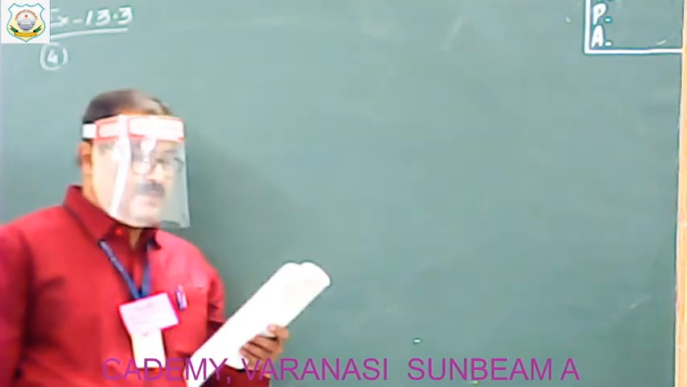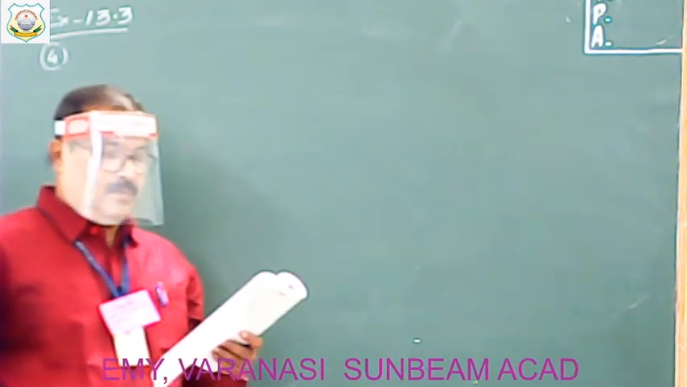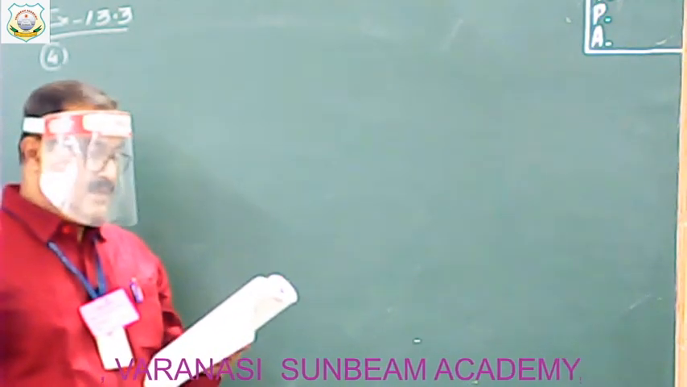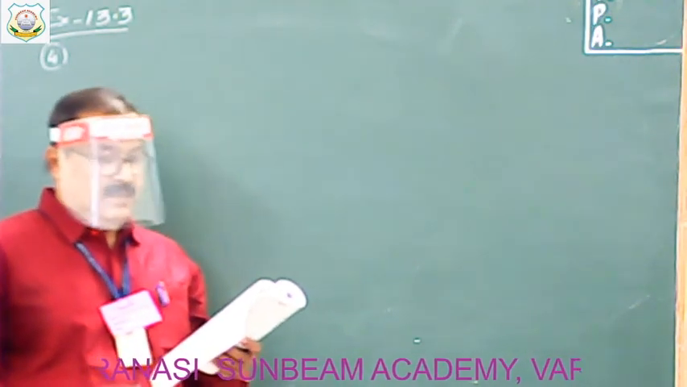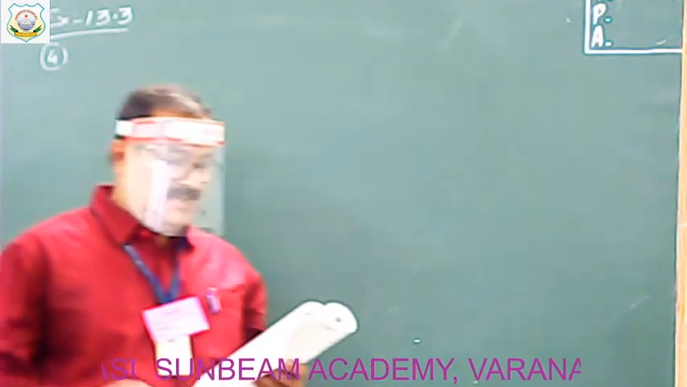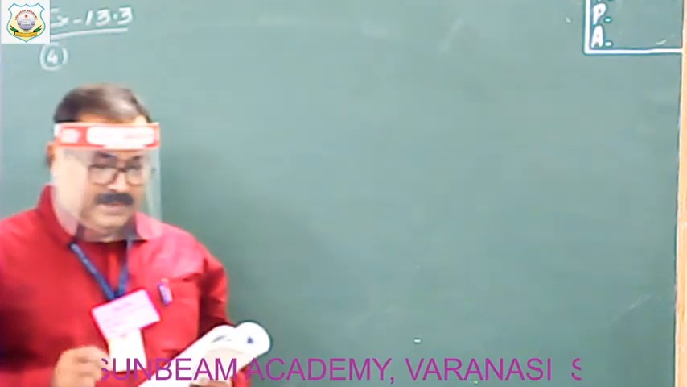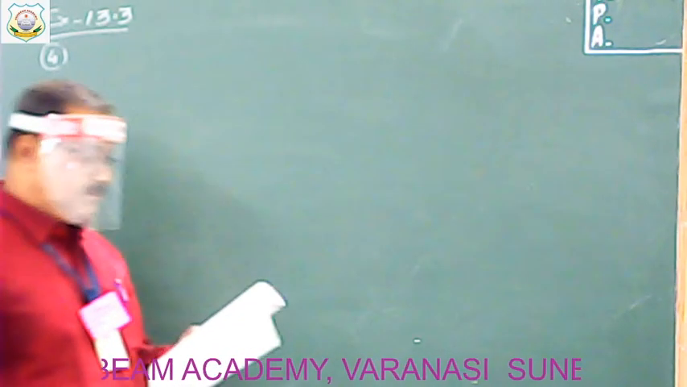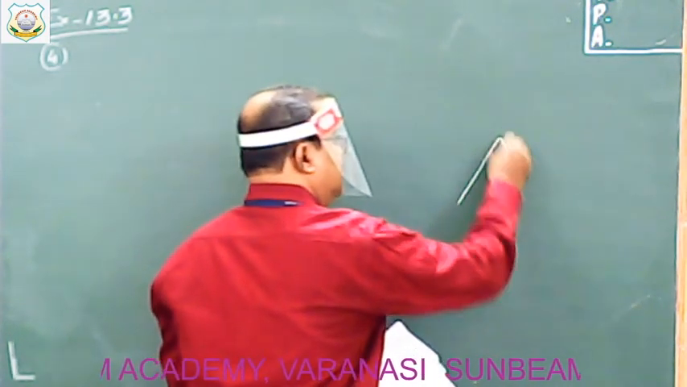A conical tent is 10 meters high and the radius of its base is 24 meters. Find first, the slant height of the tent. Second, the cost of canvas required to make the tent, if the cost of 1 meter square canvas is rupees 70. The conical tent is 10 meters high and the base radius is 24 meters.